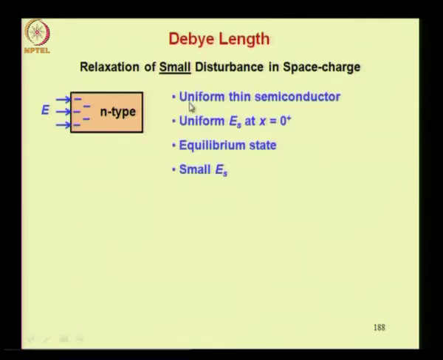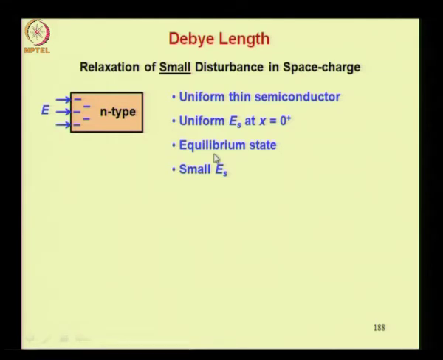So the conditions are summarized here: a uniform thin semiconductor, thin because we want to make a one dimensional assumption, uniform, and ES at x equal to 0 plus. So this is the x axis and 0 plus is the right hand side of this vertical line. E suffix S represents the field in the semiconductor. You know that the field in the semiconductor at the surface will be different from the electric field E that is in the ambient because of the difference in dielectric constants of the ambient and the semiconductor.